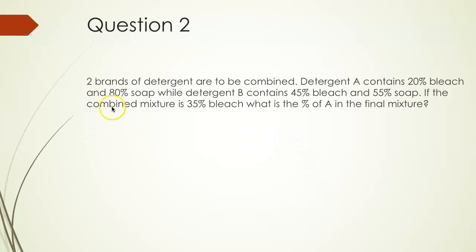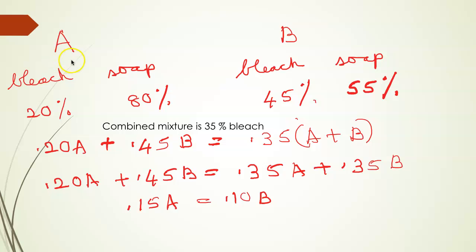Coming to the second question, again there are two mixtures here. Two brands of detergent are to be combined. Detergent A contains 20% bleach and 80% soap, while detergent B contains 45% bleach and 55% soap. If the combined mixture is 35% bleach, what is the percentage of A in the final mixture? So we have detergent A, which has bleach 20%, soap 80%, detergent B, which has bleach 45%, soap 55%.